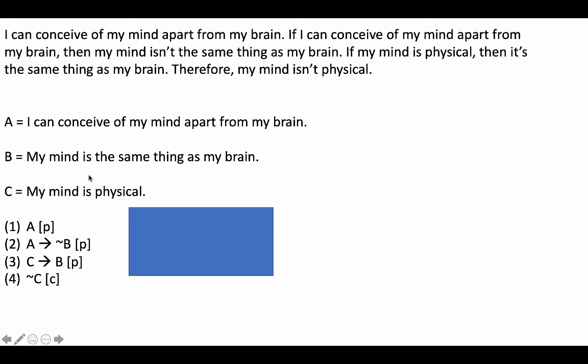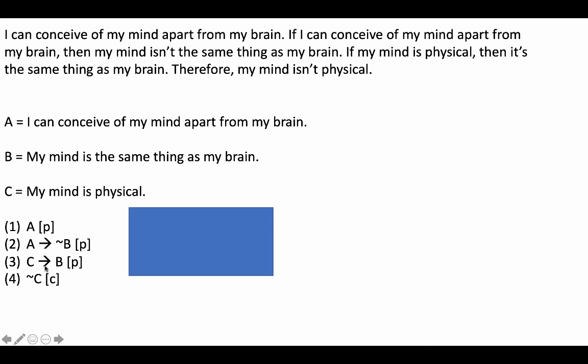So I've labeled my propositions, now I represent the reasoning. Well, here's the reasoning. I can conceive of my mind apart from my brain, that's A. If I can do that, then my mind isn't the same thing as my brain, so if A, then not B. And then I have, if my mind is physical, then it is the same thing, so if C, then B, therefore not C, right? Because A is going to take me to not B. C would give me B, but I don't have B, therefore I reject C. So again, the solution for this problem is just this bit here.